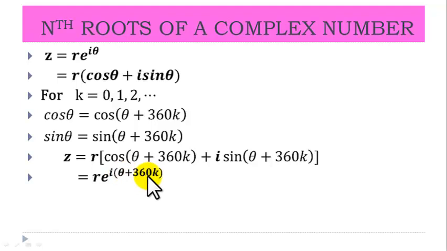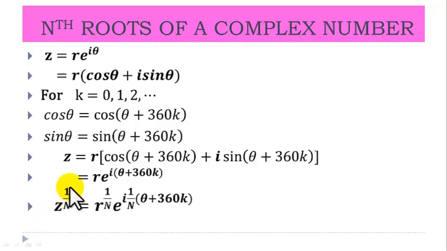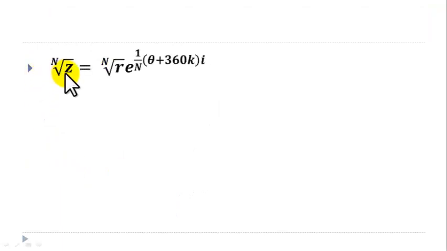Now let us raise both sides to power 1 all over n to obtain z to power 1 all over n is equal to r to power 1 all over n times exponent I 1 all over n into theta plus 360k. That is, the nth root of z is equal to nth root of r times exponent 1 all over n into theta plus 360k times I.